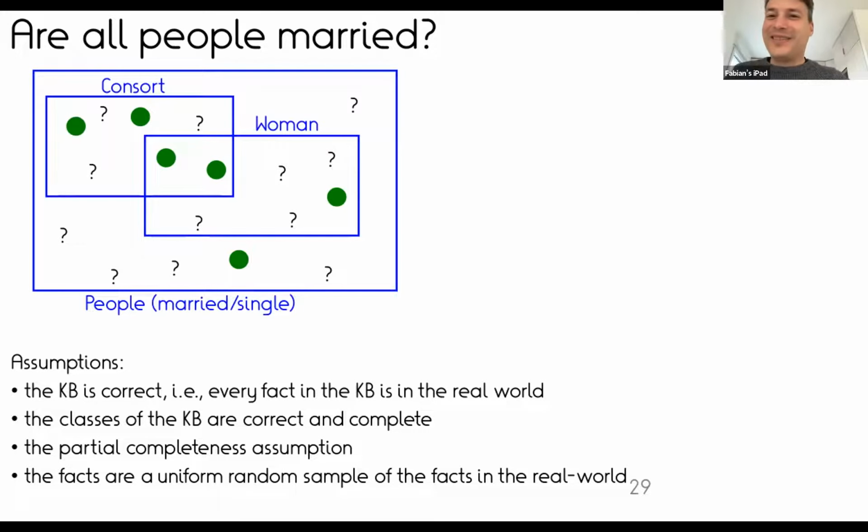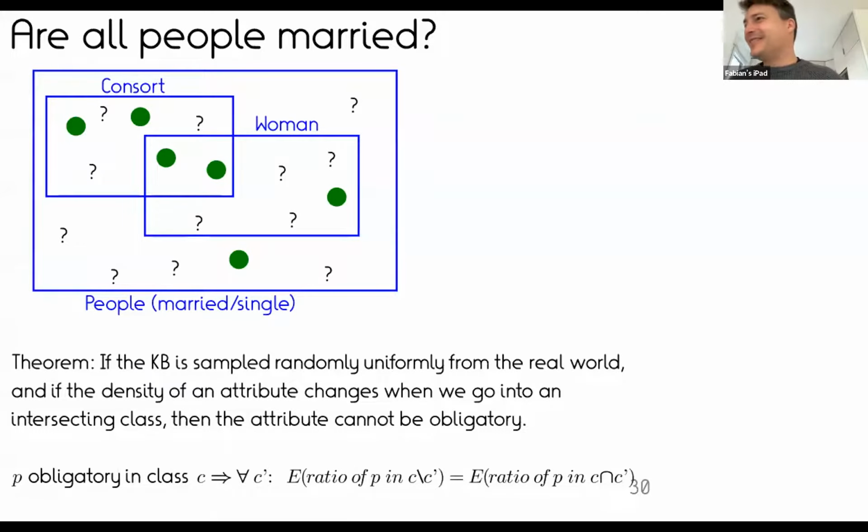And our theorem is similarly false if the knowledge base is sampled randomly, uniformly from the real world. So the theorem starts with if false. And if the density, and then it continues, and if the density of an attribute changes when we go into an intersecting class, then the attribute cannot be obligatory. Now, what does that mean? It says it formally also below. We're going to walk through an example.